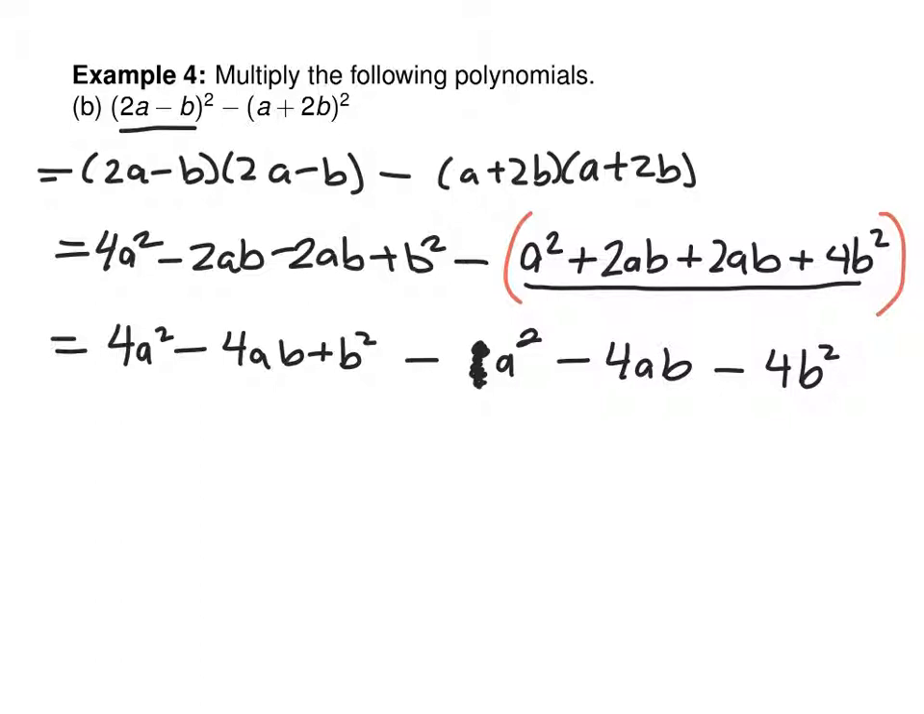Okay, so what's your final answer then? How many a squareds do you have? 3a squared. Mm-hmm. And then minus how many ab's? 8. And then how many b squareds? 3. Negative or positive? Negative.